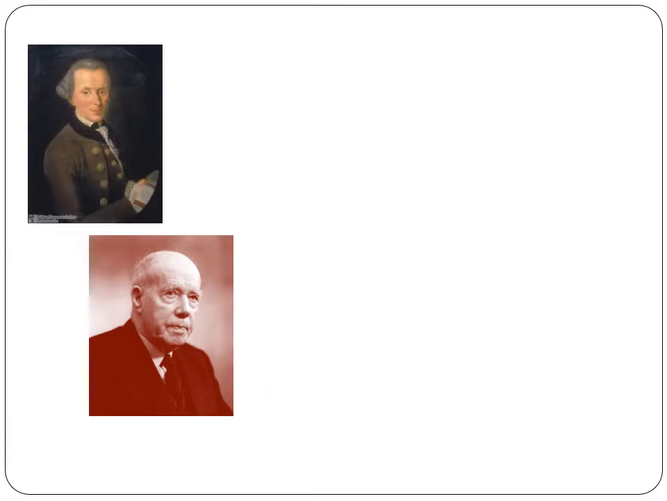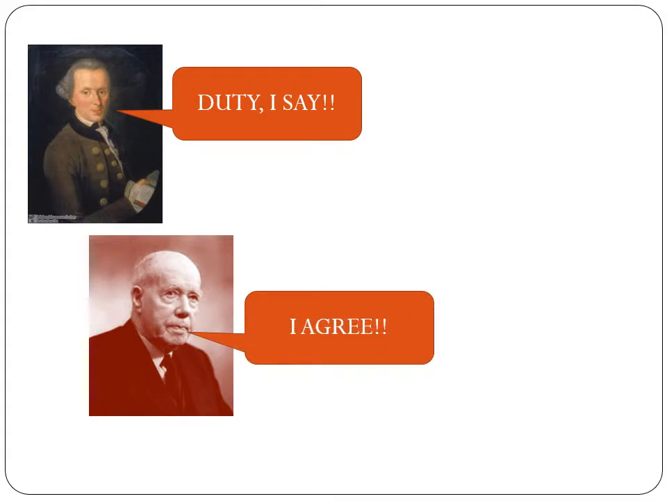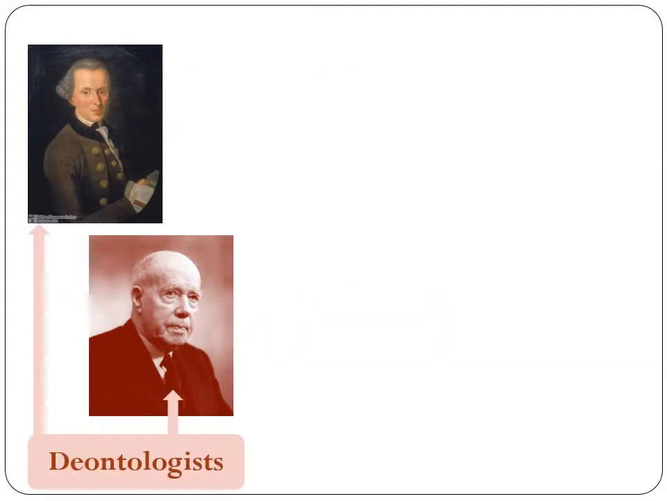Ross, like Immanuel Kant and other moral theorists, believed that the key notion in morality is duty. Hence, Ross is what philosophical ethicists call a deontologist. However, Ross differs from Kant in at least two very important ways.